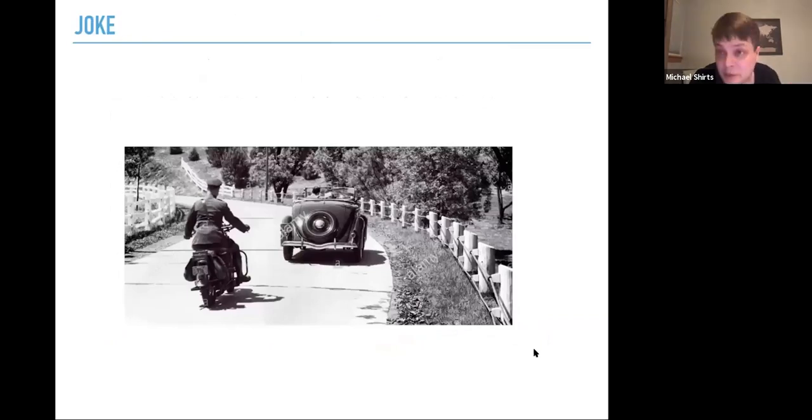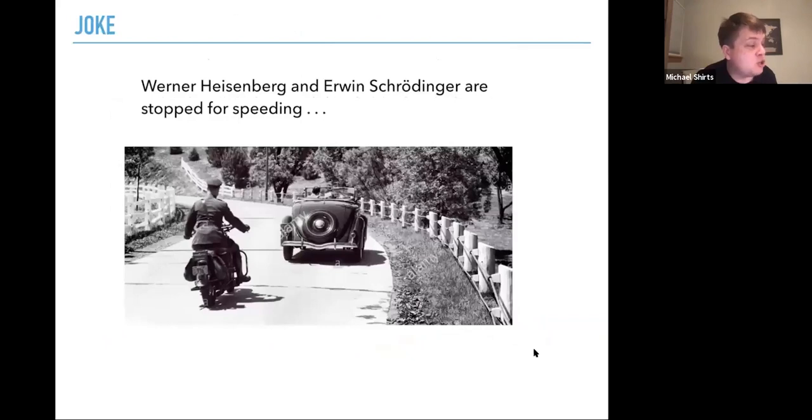So I'll end with a joke here. Werner Heisenberg and Erwin Schrödinger are stopped for speeding, and the cop comes over and asks Heisenberg, okay, do you know how fast you were going? Heisenberg looks around, notices that he's exactly at a mile marker and says, I'm sorry, officer, I don't know.